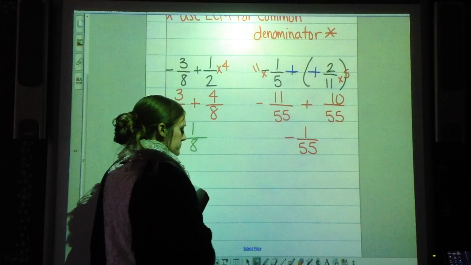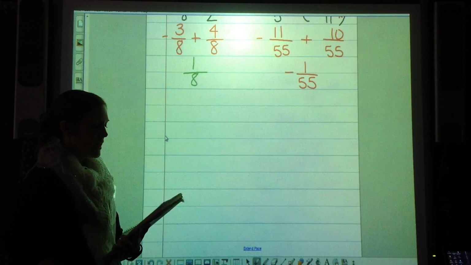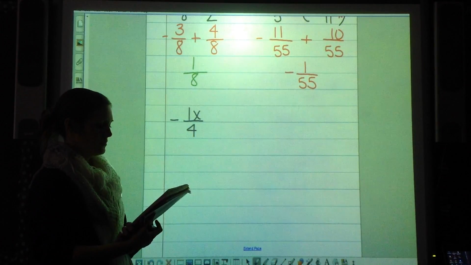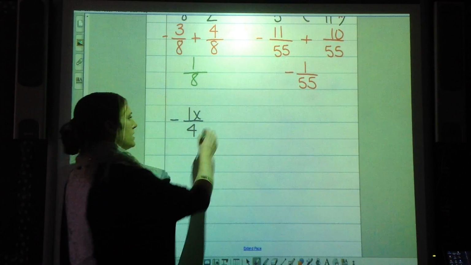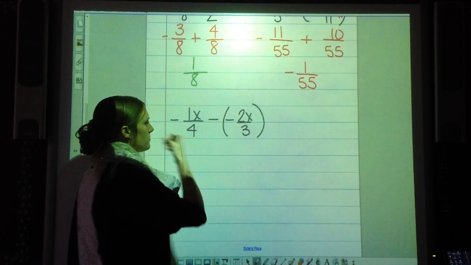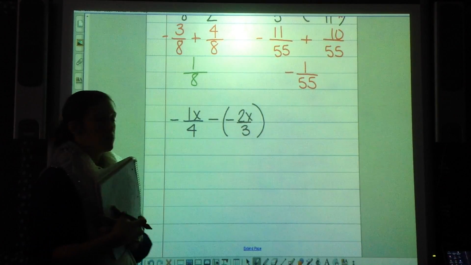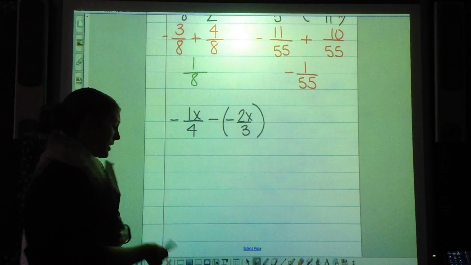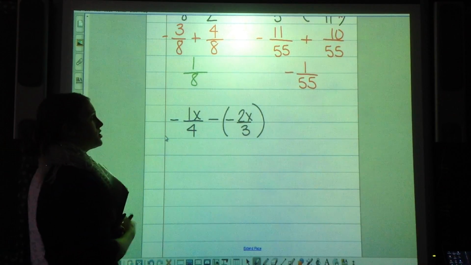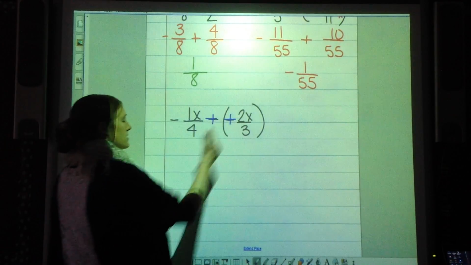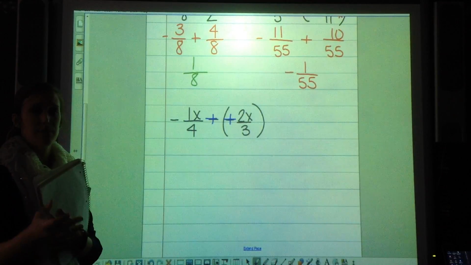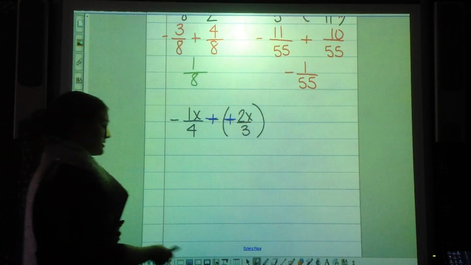Let's try another one. We have negative 1x over 4 minus a negative 2x over 3. Before we start this problem, let's decide if we're adding or subtracting. It's a subtraction problem. We can't subtract integers, so I turn it into an addition problem by keep, switch, opposite. The addition rules tell us same sign sum, different sign difference. We are subtracting in this problem.